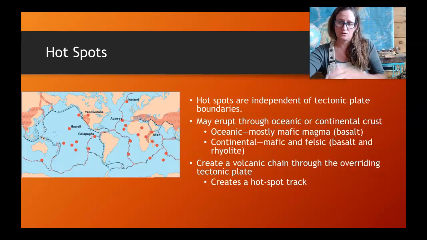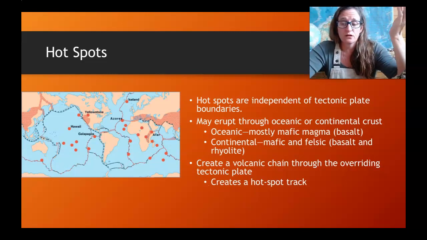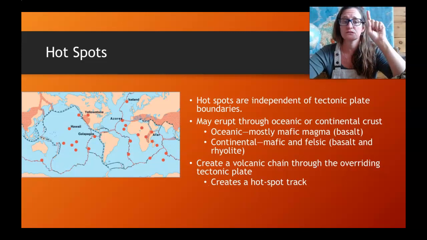Hotspots, there's a map showing hotspot locations around the world. Hotspots are going to not be at a plate boundary. They are going to either come up through oceanic crust or through continental crust, and that is going to dictate the composition of the magma. If a volcano comes up at a hotspot in oceanic crust, it's going to be mafic. Oceanic crust is basalt. The magma is coming from the mantle. It's going to be a mafic eruption.